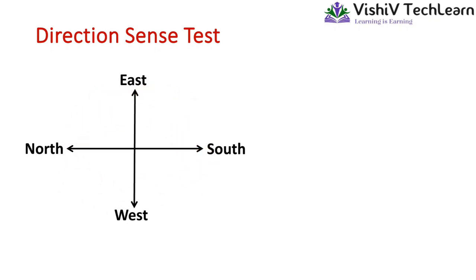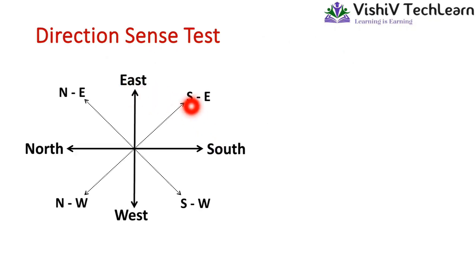Now in addition to these four directions, we also have the in-between directions. These are the remaining four directions. If the direction is in between east and south, it is called southeast. If the direction is in between south and west, it is called southwest. North and west, northwest. North and east, northeast. So in total we have 8 directions. Including the top direction and bottom direction, we will have 10 directions in total.